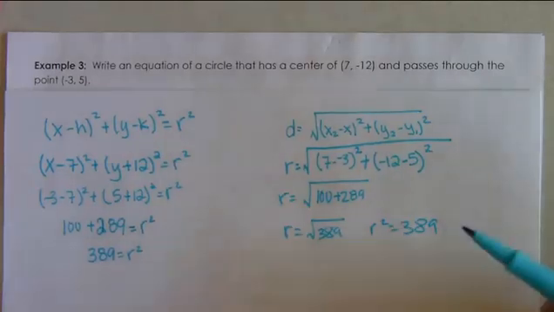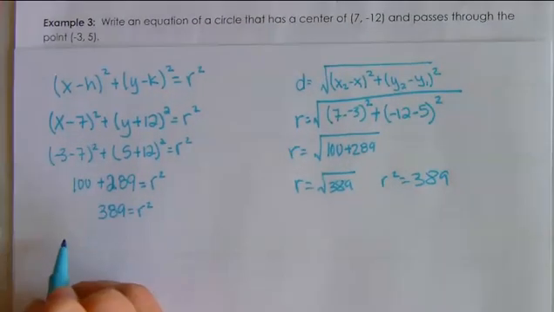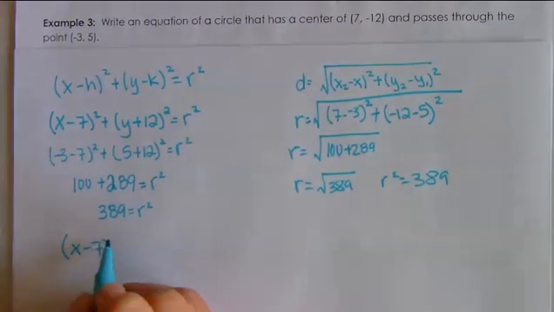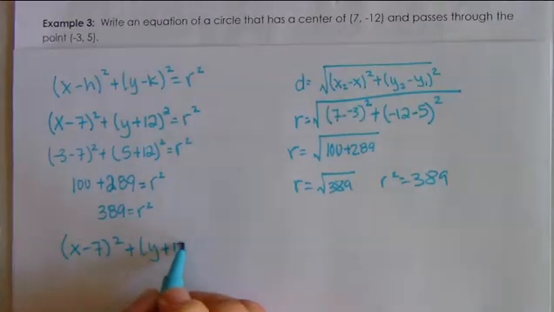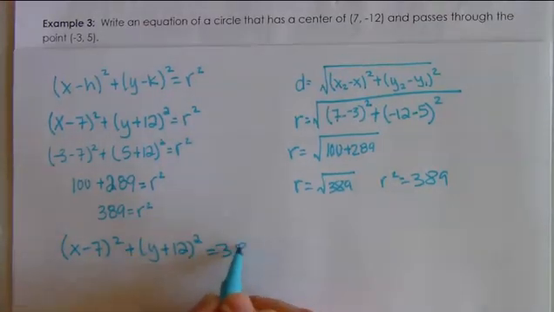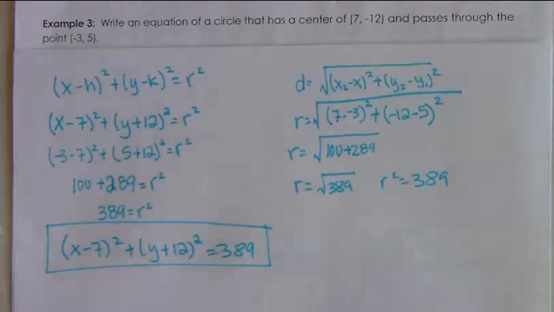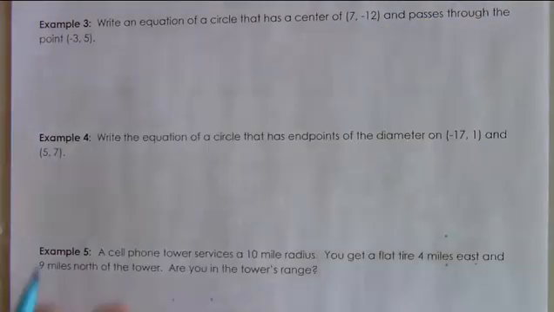So now if I'm writing my final answer, I have (x - 7)² + (y + 12)² = 389, equals that r². Boom. Done. Okay. Next.